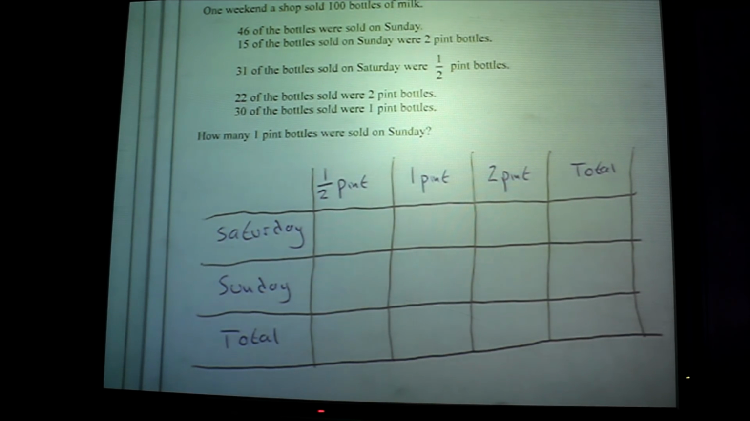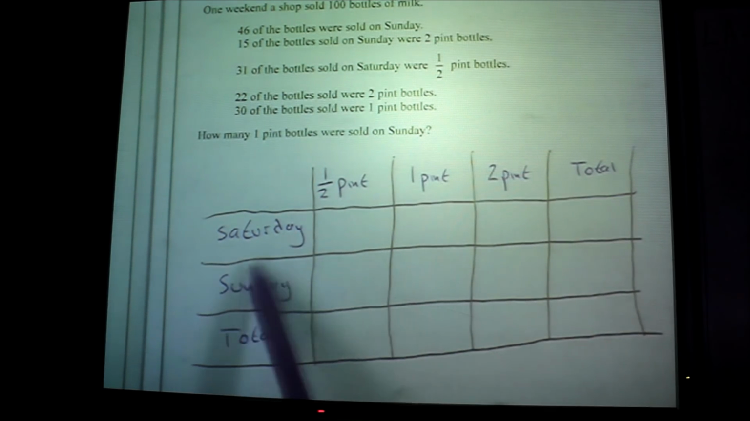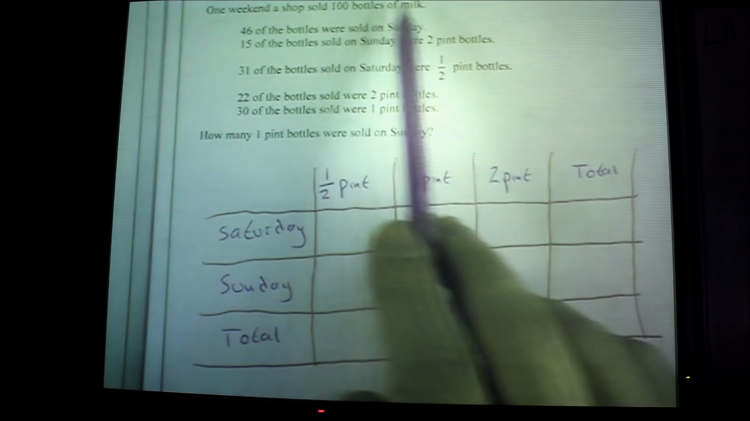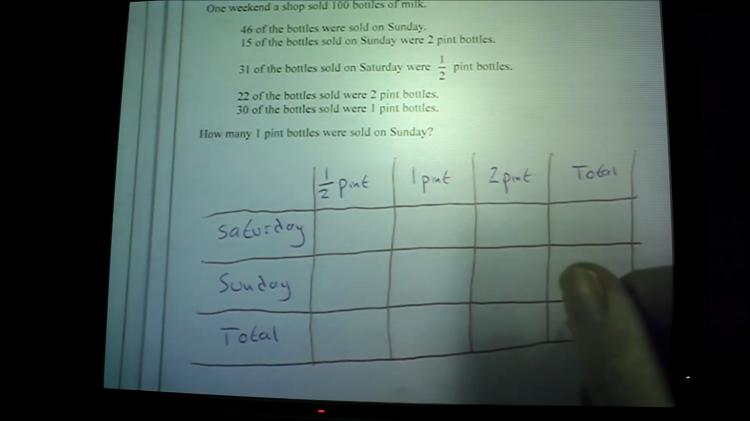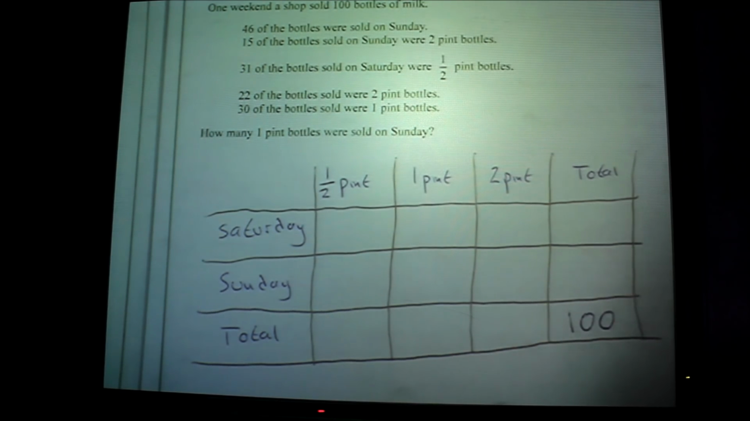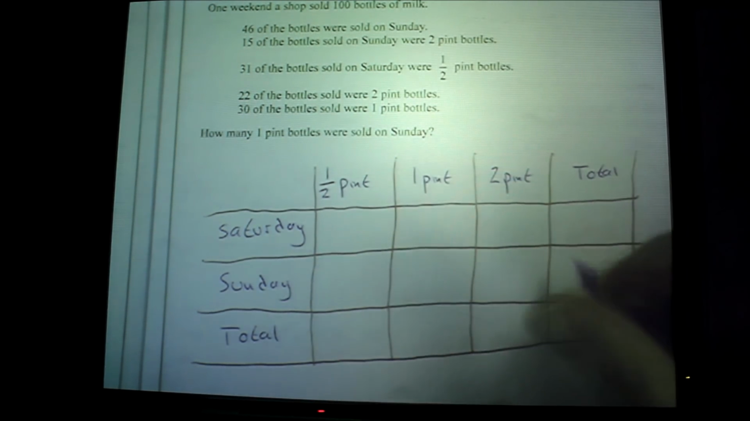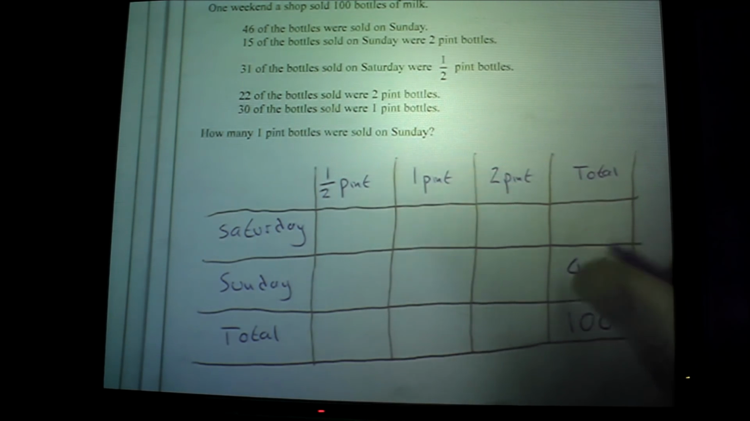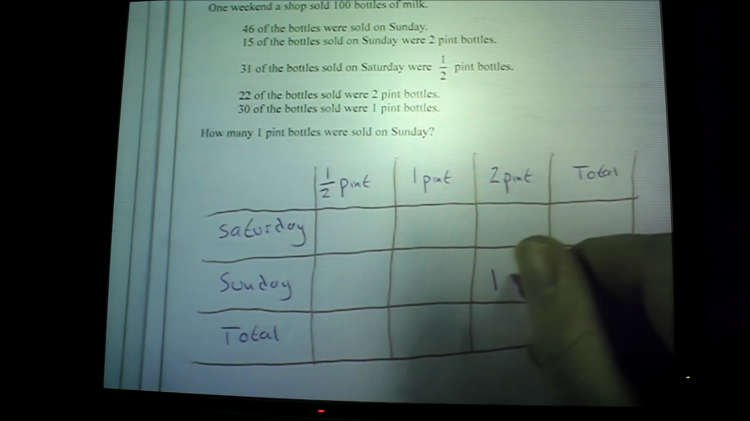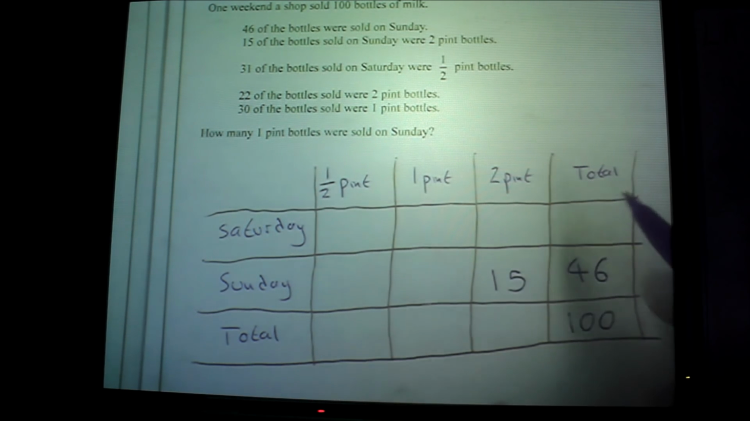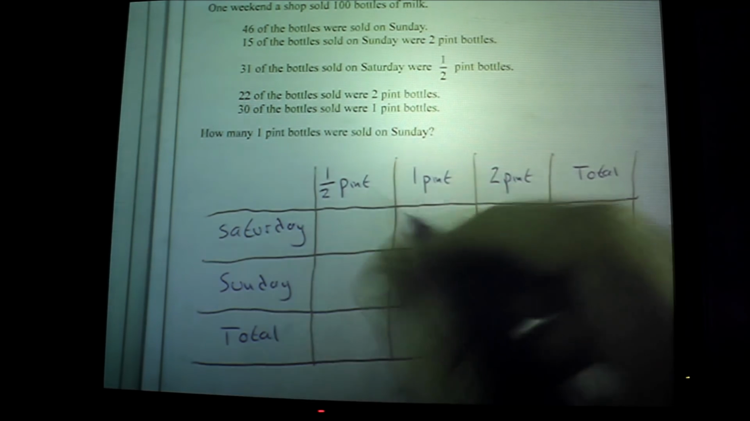So as we go down, we'll read it. As you can see, I've got half-pint, 1-pint, 2-pint, total, Saturday, Sunday, total. The shop sold 100 bottles of milk, so the total is 100, goes in there. 46 of the bottles were sold on Sunday, so Sunday is 46. 15 of the bottles sold on Sunday were 2 pints, so 15 goes in there. 31 of the bottles sold on Saturday were half-pint bottles, so that would be 31.